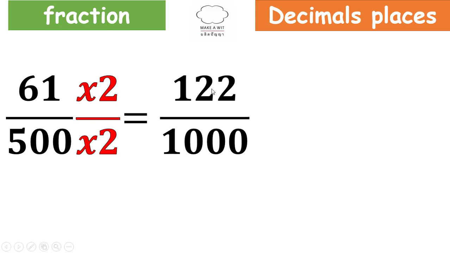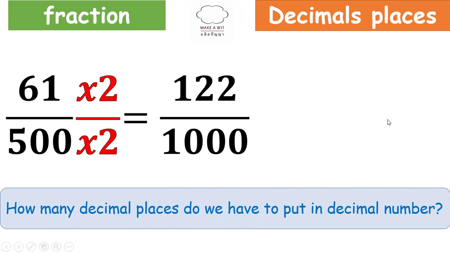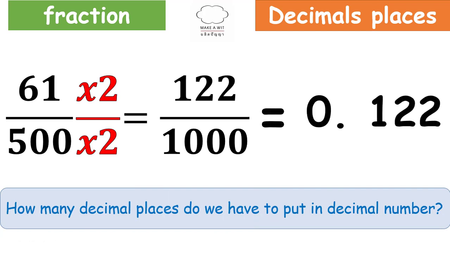So right now we can change this fraction to a decimal. How many zeros are there? There are 1, 2, 3. There are 3 zeros, so we have to write number 122 first. Write number 122 and then count from the back to the front. It will be 0.122. Okay?